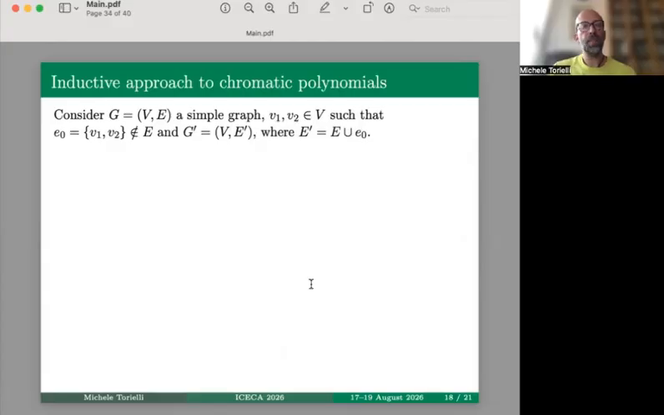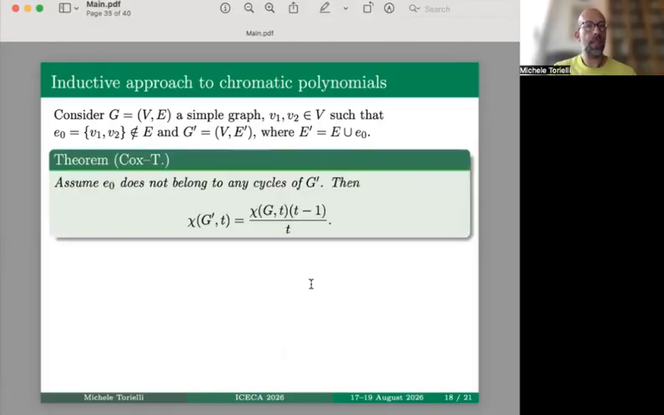Now, I want to start from a graph whose chromatic polynomial I know, and I want to add one edge in such a way that I know exactly how the chromatic polynomial will change. First of all, if I add one edge in a way that doesn't add any cycle at all in the new graph, then the chromatic polynomial of the new graph is obtained from the chromatic polynomial of G multiplied by t minus 1 divided by t. So this is quite easy.